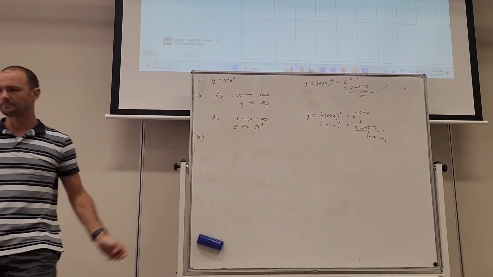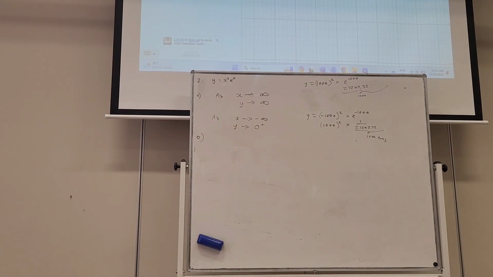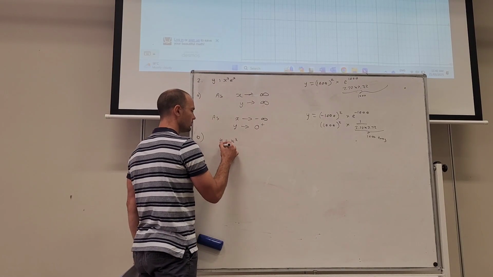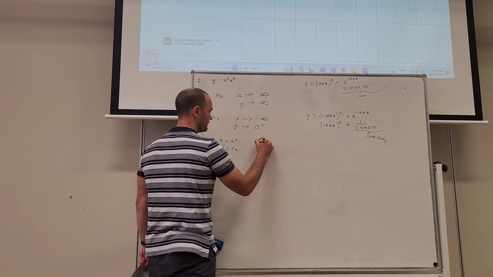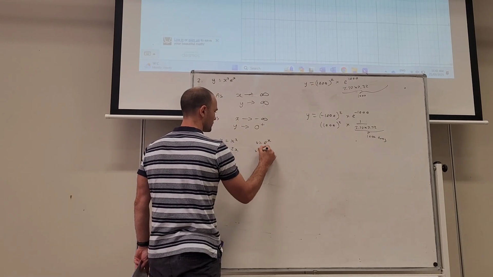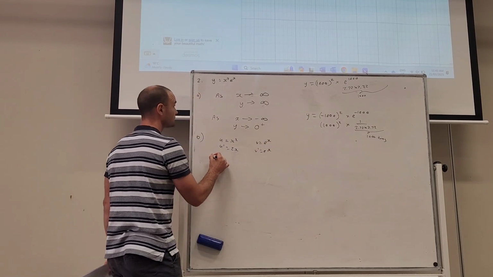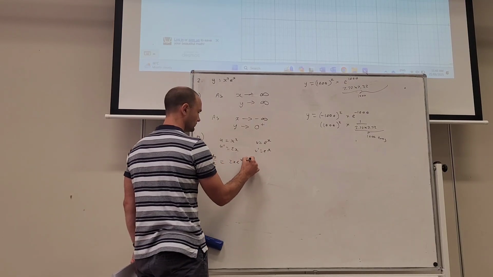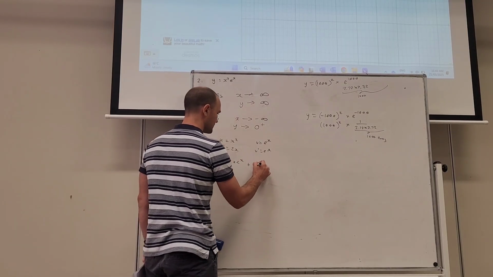Okay, let's do part B. Find f dash of x and draw its sign diagram. So in order to differentiate this, we're going to need to use the product rule. u dash v plus u v dash. Smash them together. Plus.